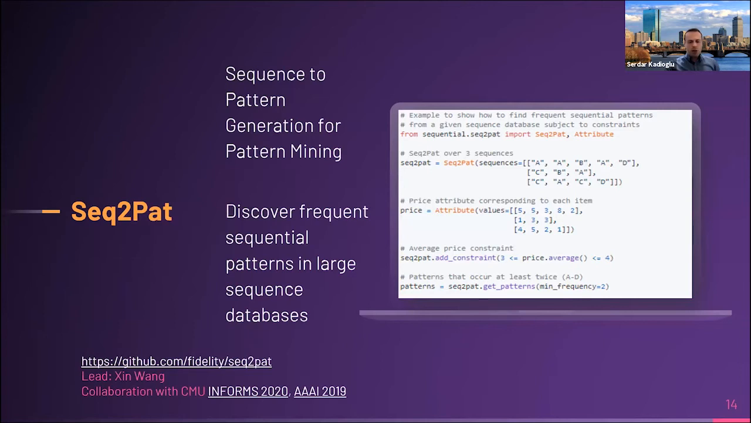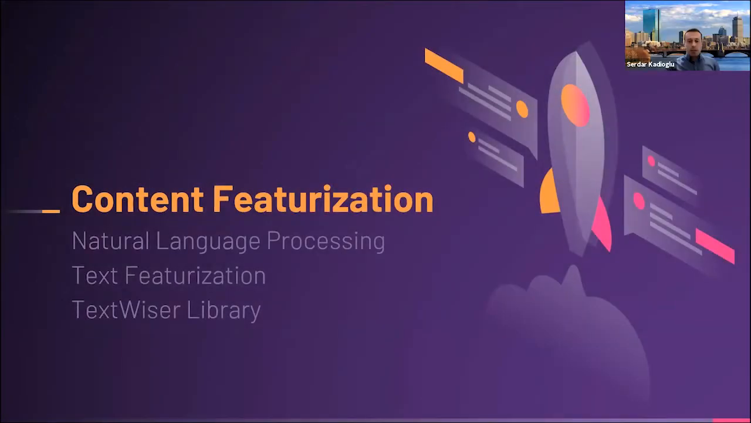And moving on, in the previous section, we looked at the user context, and now let's turn our attention to content featurization. So, let's switch gears to natural language processing. In this section, we will look at text featurization provided by the TextVisor library.